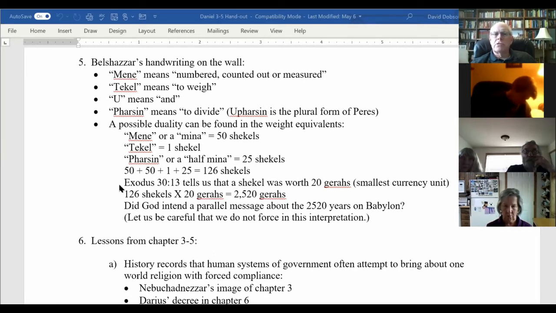However, Exodus 30 verse 13 mentions that a shekel was the same as 20 gerahs. Now, you may feel this is pretty far-fetched to make a connection, but I think you need an exposure to it, because it's not just Church of God literature, but I've seen it in other writings as well. If you then multiply the 126 times 20 gerahs in each shekel, you come up with that number, 2,520.